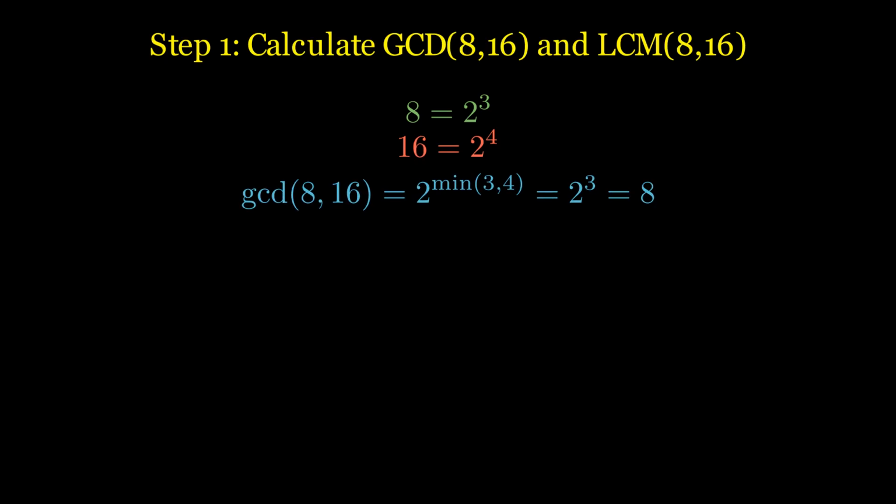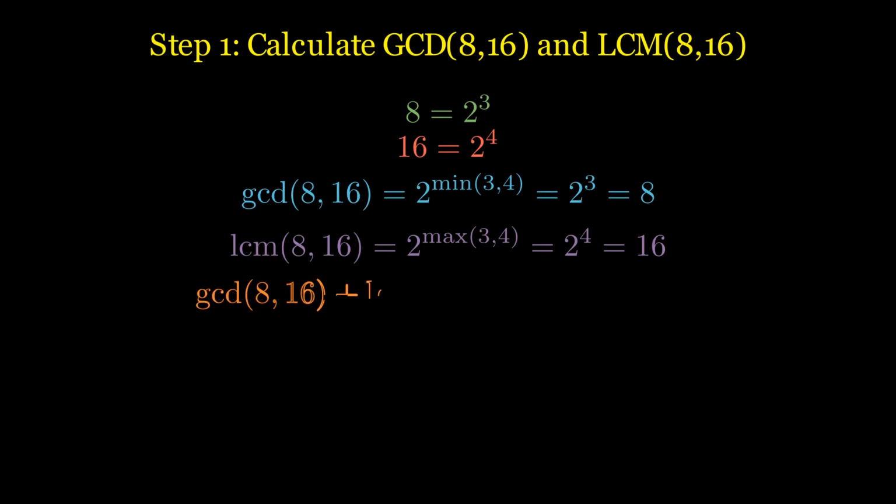First, let's find the GCD and LCM of 8 and 16. 8 is 2 cubed, and 16 is 2 to the power 4. The GCD is the minimum of the exponents, which is 2 cubed equals 8. The LCM is the maximum of the exponents, which is 2 to the power 4 equals 16. So, the numerator becomes 8 plus 16 equals 24.